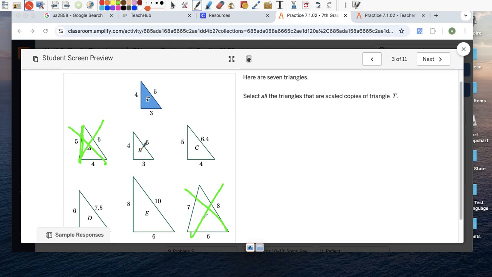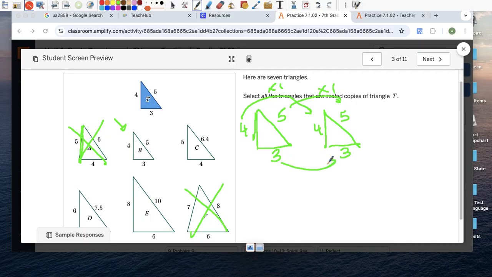If you look at B, this is the original. This is 4, 5, and 3, and if you look at this one right here, it's still a 4, 5, and 3. Are they scale copies? Yes. How does the 4 become a 4? Times 1. How did the 5 become a 5? Times 1. How did the 3 become a 3? Times 1.